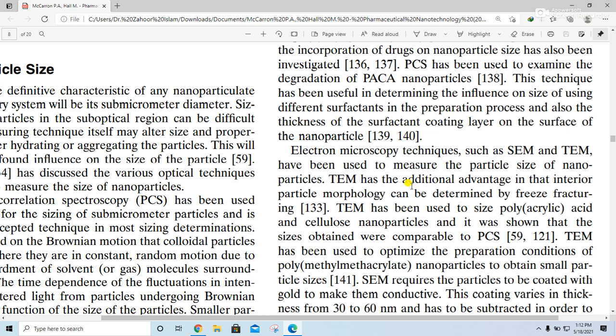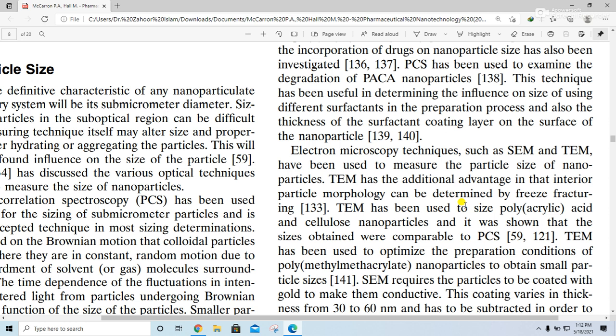So you know better, there is another technique which is called electron microscopy, represented by SEM and TEM. Transmission electron microscopy has been used to measure the particle size of nanoparticles. So the particle size of nanoparticles can be determined with the help of electron microscopy or transmission electron microscopy. TEM has the additional advantage that interior particle morphology can be determined by freeze fracturing.